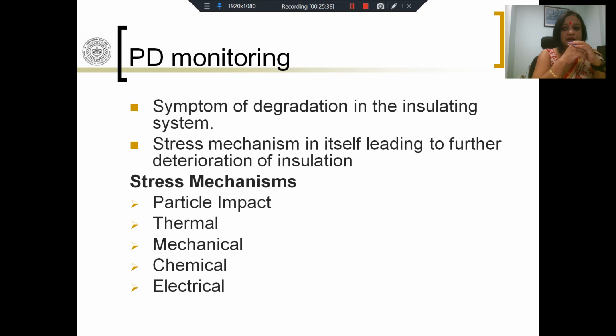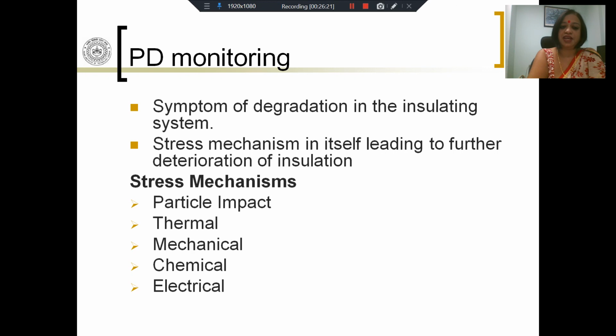Fever is a symptom, but fever can be due to many causes. Fever can be because you have a simple cold, in which case you don't have to do anything. Fever can be because you have the flu and you need medicine. It can be due to COVID, in which case you have to wait and hope for the best. It can also be cancer, in which case you have to do something, but that something will be completely different from the course of action in other situations. So what I'm trying to say here is that PD is like fever. PD is an indication that something is wrong in the insulation system and that we need to take action. We need to pay attention and take action.